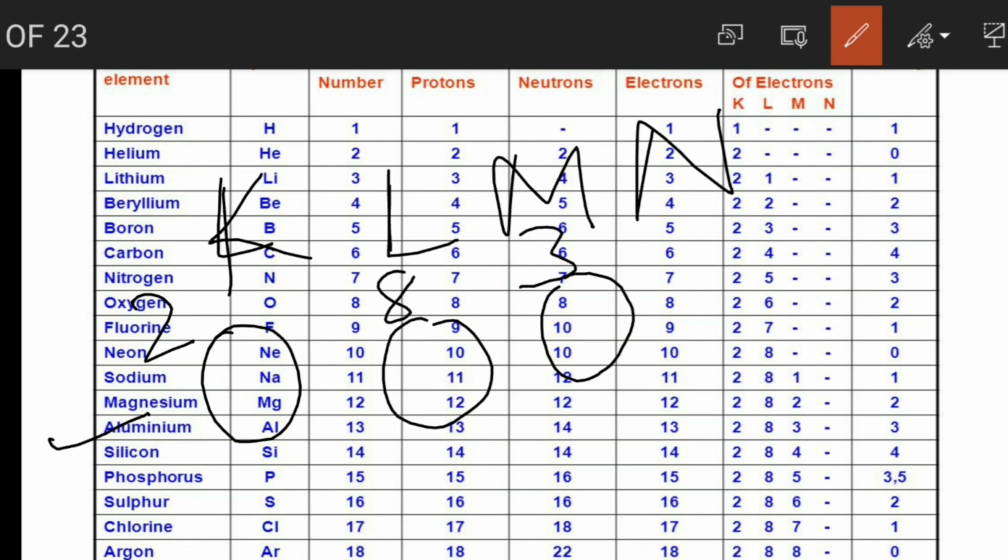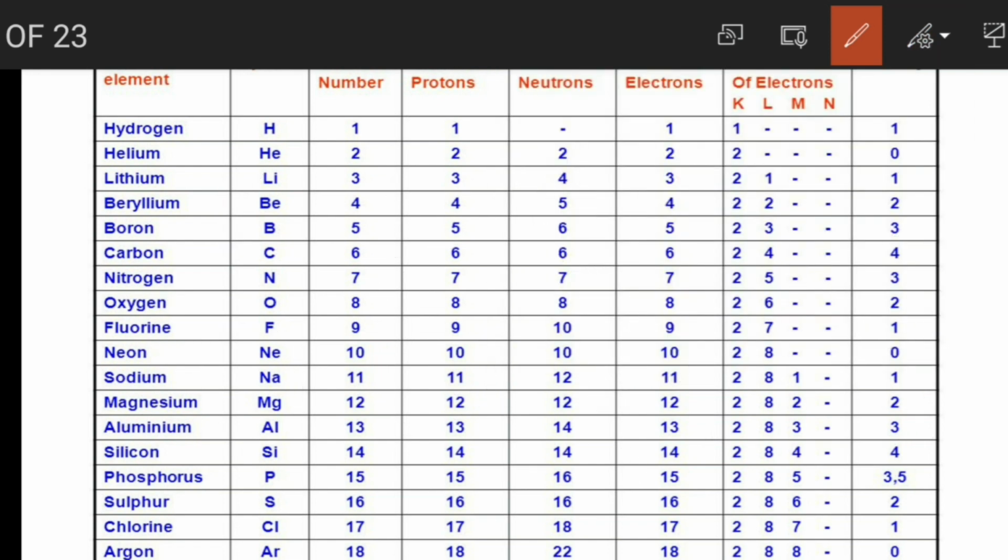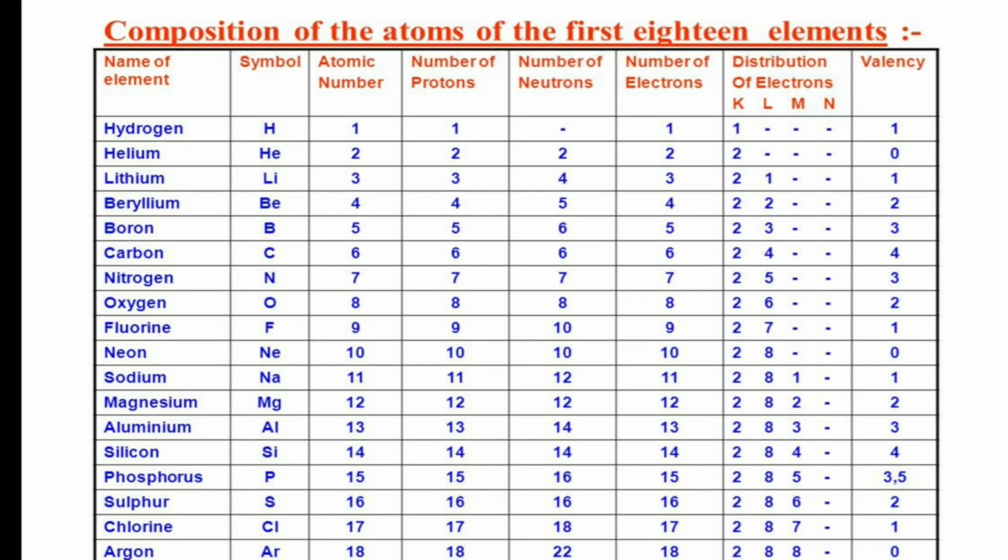But it is easier to remove 3 electrons rather than adding 5 electrons in it, because in the last shell maximum we know 8 electrons should be there. So it is easier to remove 3 electrons rather than adding 5 electrons. That's why the electronic configuration will be 2, 8, 3 and the valency will be 3. We can see here the 2, 8, 3 is the electronic configuration and the valency is 3. I hope this is clear to all of you.